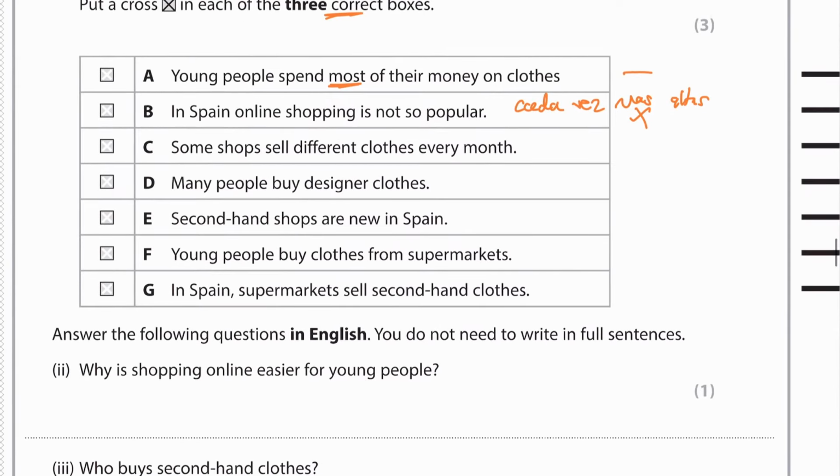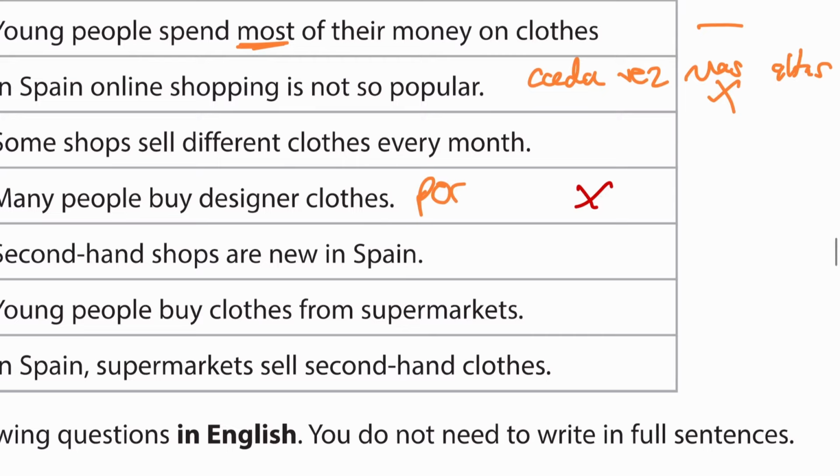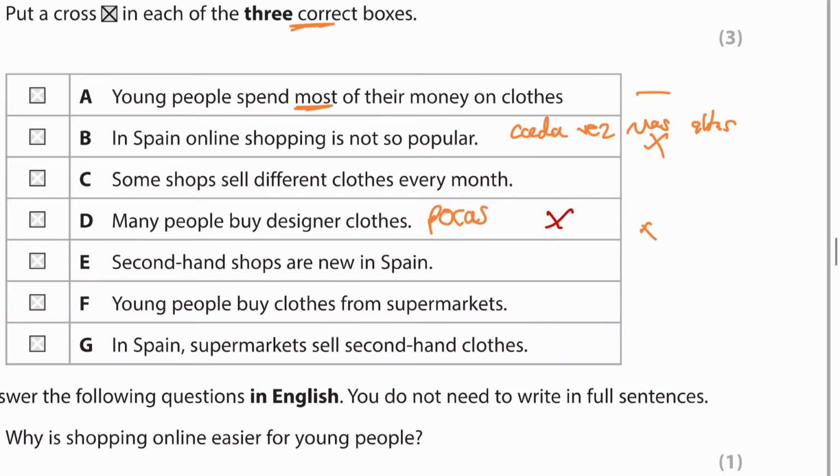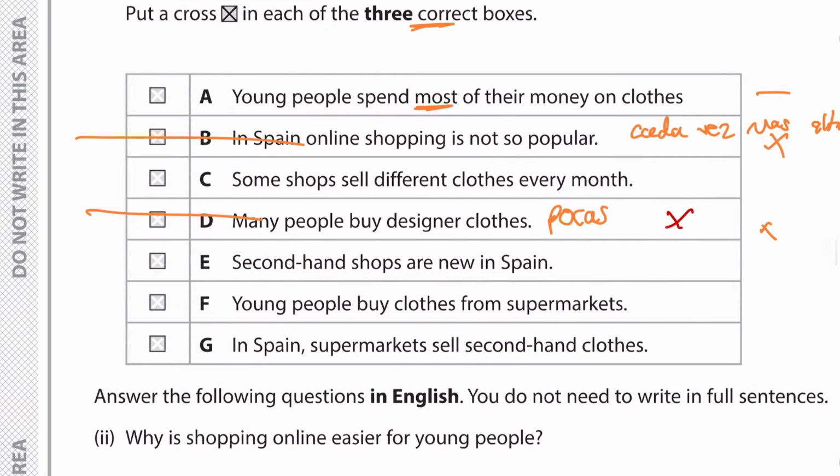So, interesting. Okay, so it's not many people buy designer clothes. Only the sort of the rich can afford it. The few people. It said pocas, didn't it? So it's not going to be that one. So we can cross out that one. Cross out that one. It's A, C, E, F, or G. Like 3 of them.